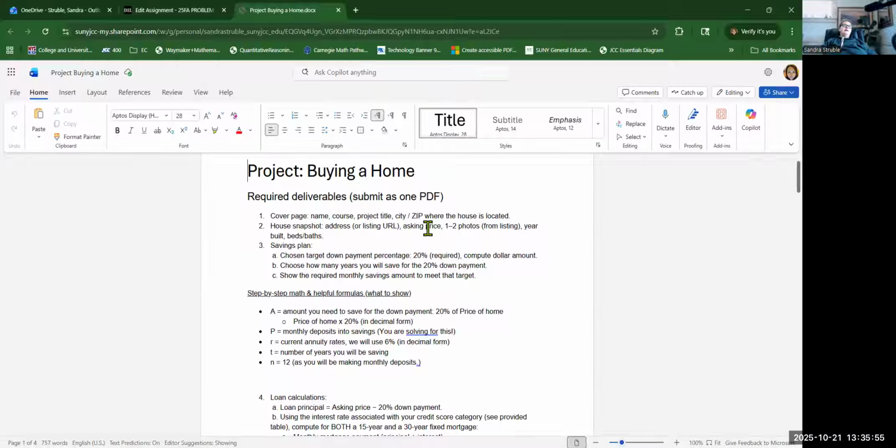The address, the asking price, 1 to 2 photos from the listing. This you can do with snipping tool or with copy paste. The year the house was built and how many beds and baths.